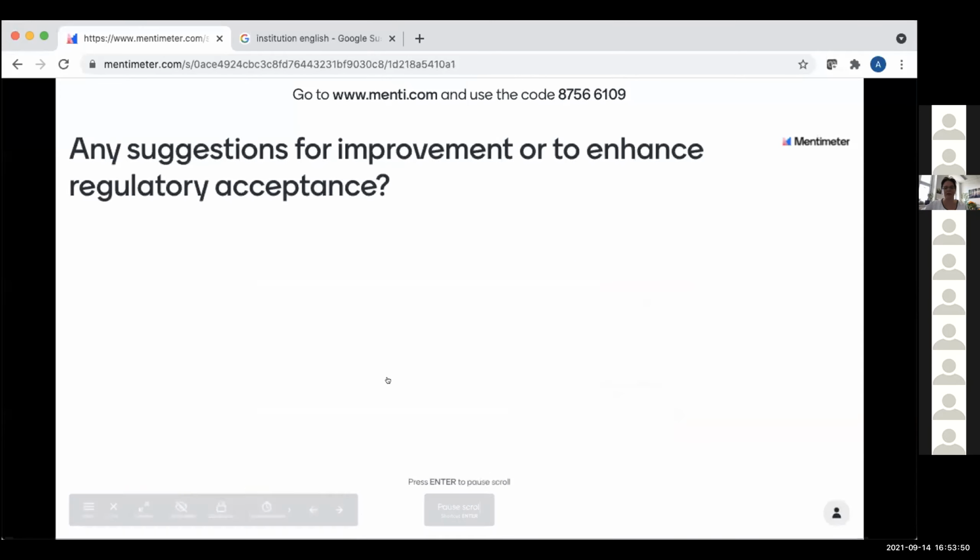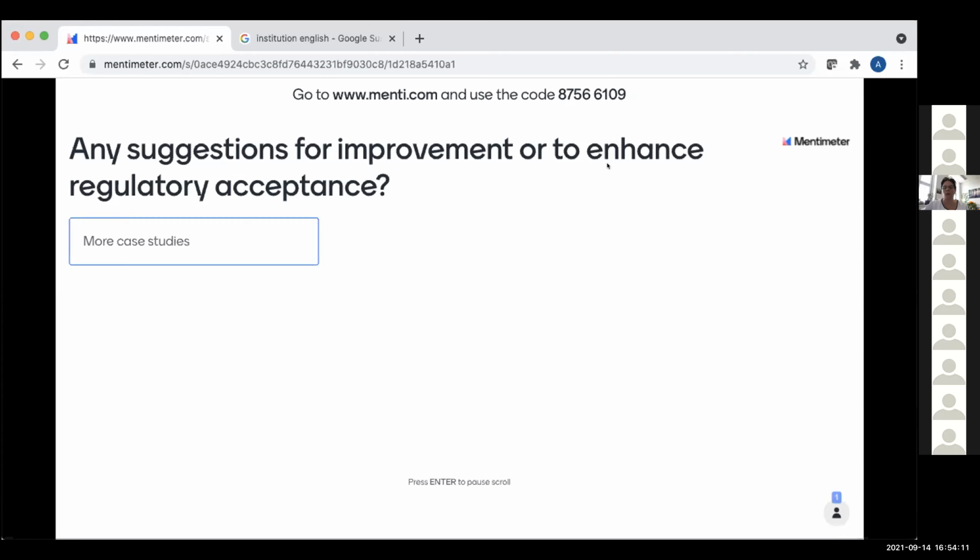And I have a second question. If maybe you have any suggestions from what you heard today that could improve maybe some of the case studies, decision notes, IATAs, or also maybe enhance regulatory acceptance. It's still the same code. You can type anything that comes to your mind. It is an open question answer. Of course, more case studies for sure. We all agree on that. So this is really, really important. Well, you can type in whatever comes to your mind.